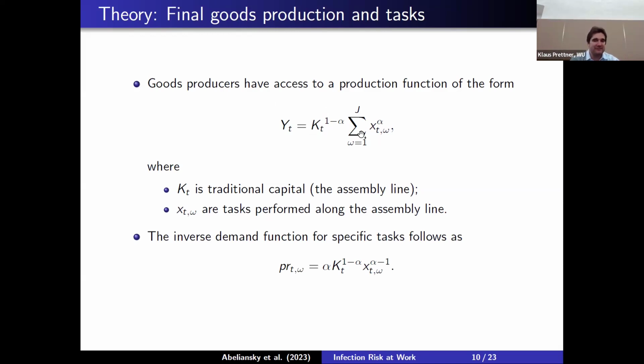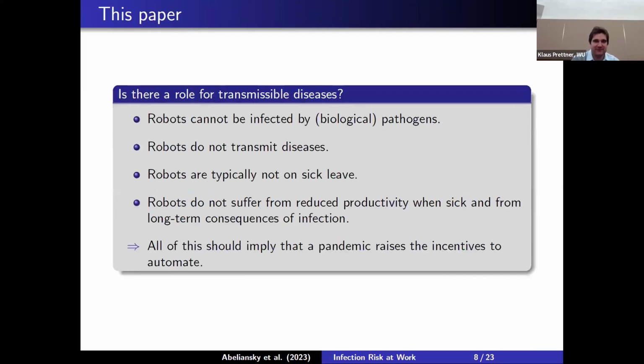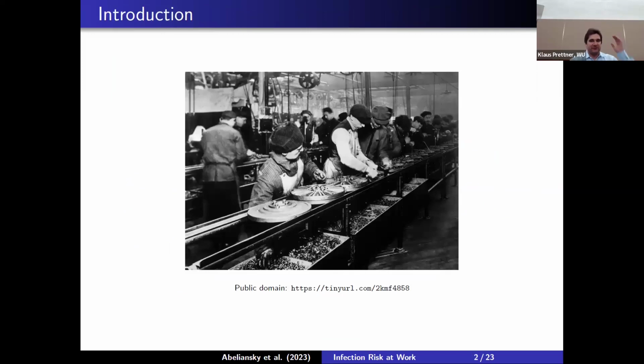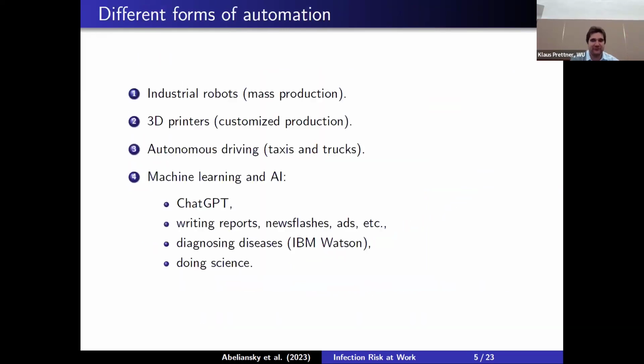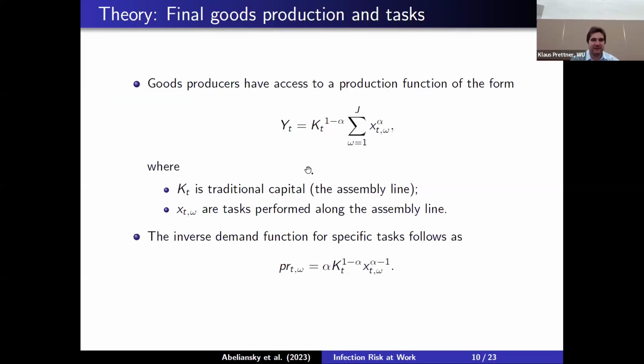And then along these assembly lines, J different tasks have to be performed in the production step. So that resembles this picture here, right? So you have the J different tasks along the assembly line that have to be performed in order to produce output. Now, what we do differently to this picture is we allow that these tasks are either performed by robots or by humans, and it's a choice of the firm which production factor it employs. So it has these J tasks with an output elasticity of alpha.